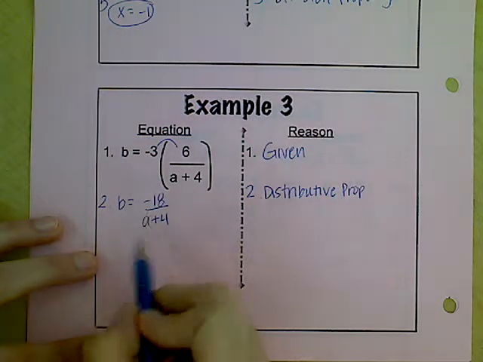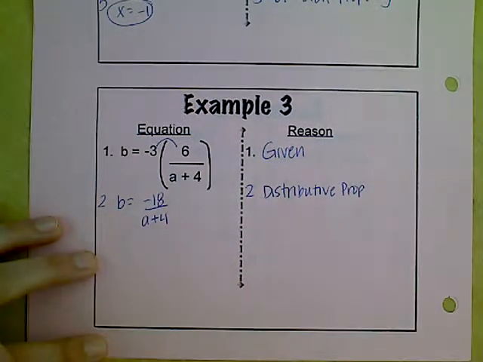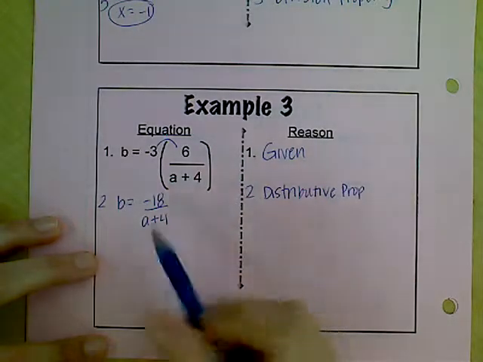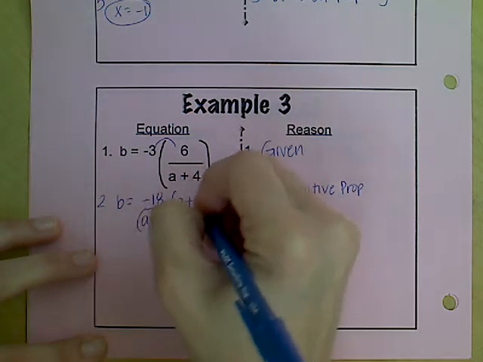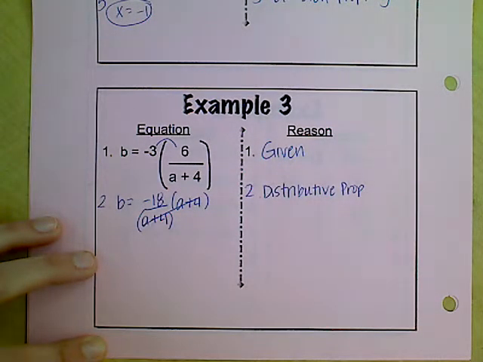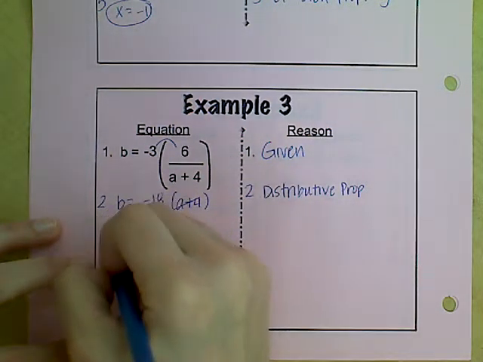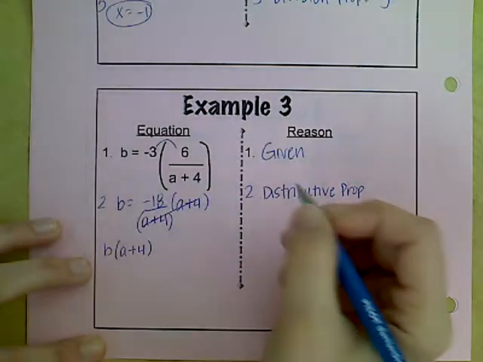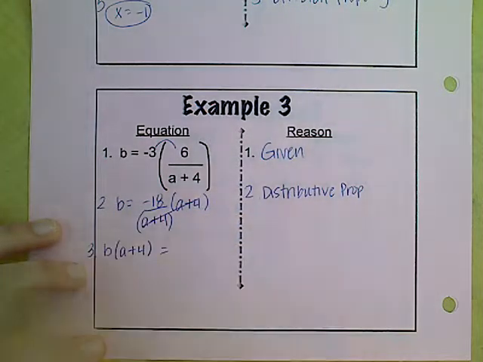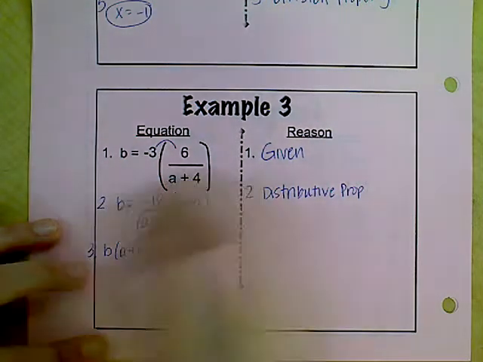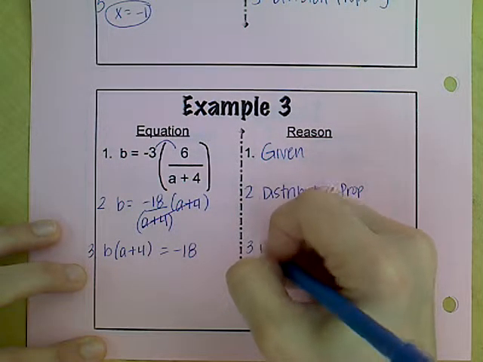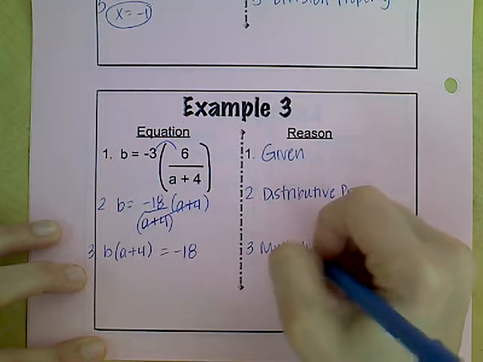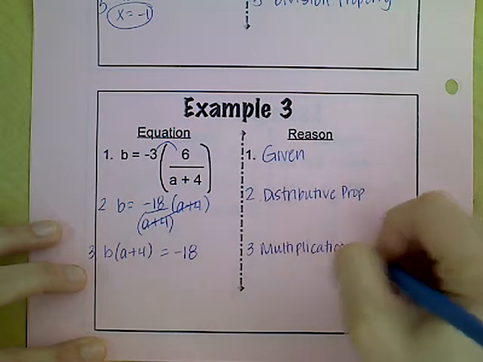Now, my a is stuck in the bottom, so I need to get that out of there. So the way you do that, if you think, how do you get rid of a divided by a plus 4? You have to multiply by a plus 4 on both sides. So I need to multiply b times a plus 4. And I'm left with -18 on this side. I multiplied by a number on both sides, so that's the multiplication property.